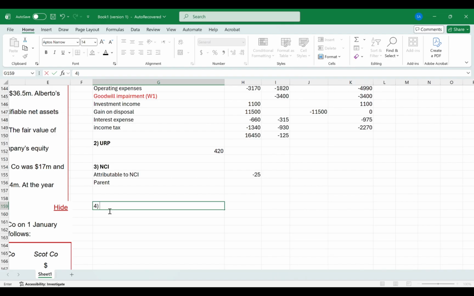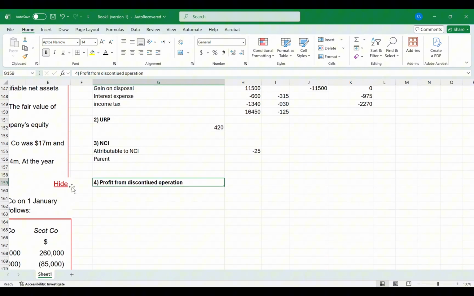Profit from discontinued operation. Here also we have profit for the period and profit on disposal.